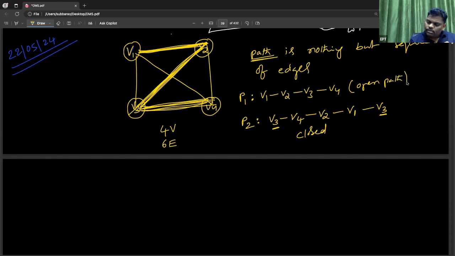That means the starting point and ending point are different. It is a path only, but an open path, starting vertex and ending vertex not the same. But if you see P2, it is also a sequence of edges, but the starting vertex is equal to the ending vertex. It's a closed path. Open path, closed path, everything is fine.